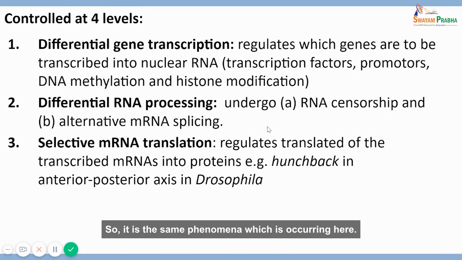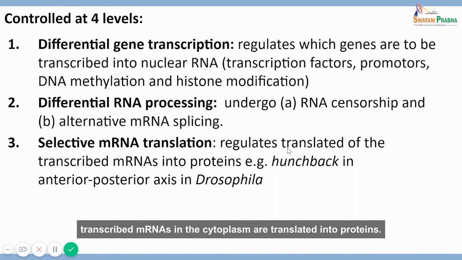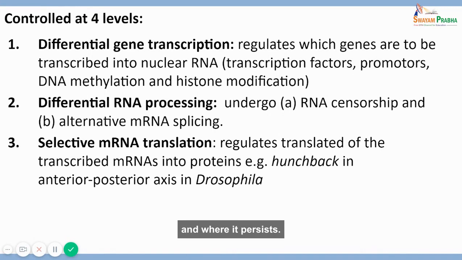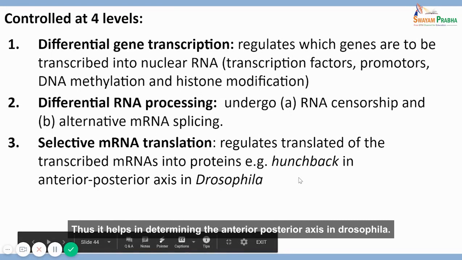The third control is at the level of selective mRNA translation, which regulates which of the transcribed mRNAs in the cytoplasm are translated into proteins. This depends upon how long the mRNA persists in the cytoplasm and where it persists. For example, the mRNAs which are transcribed from the segmentation gene hunchback are distributed throughout the early Drosophila embryo, but they are translated into functional proteins only in the anterior region, that is in the head and thorax, but not in the posterior abdominal regions. Thus, it helps in determining the anterior-posterior axis in Drosophila.